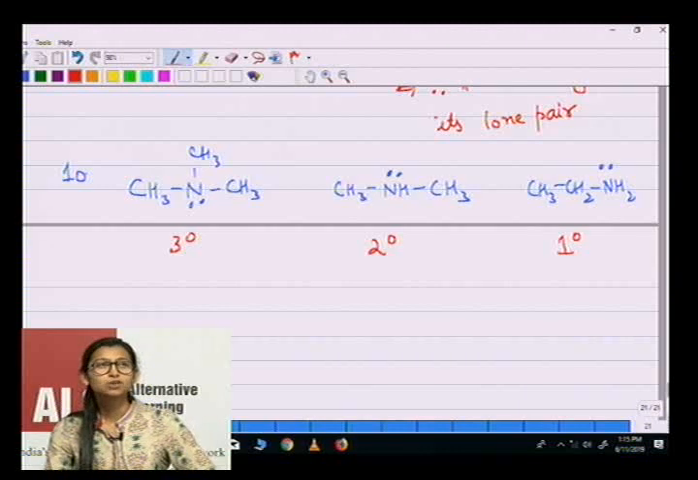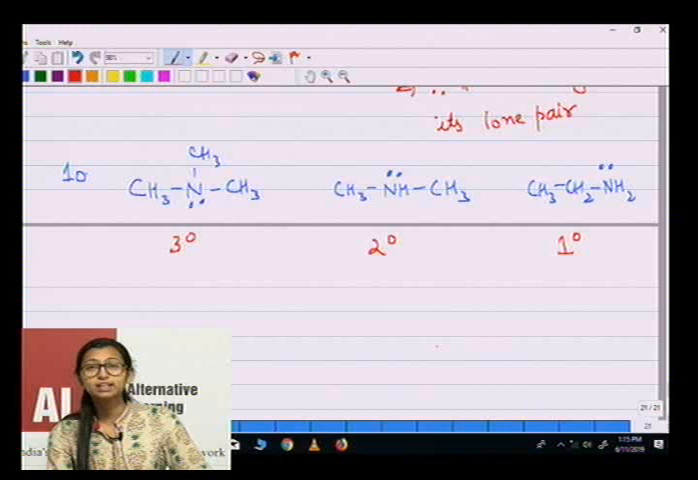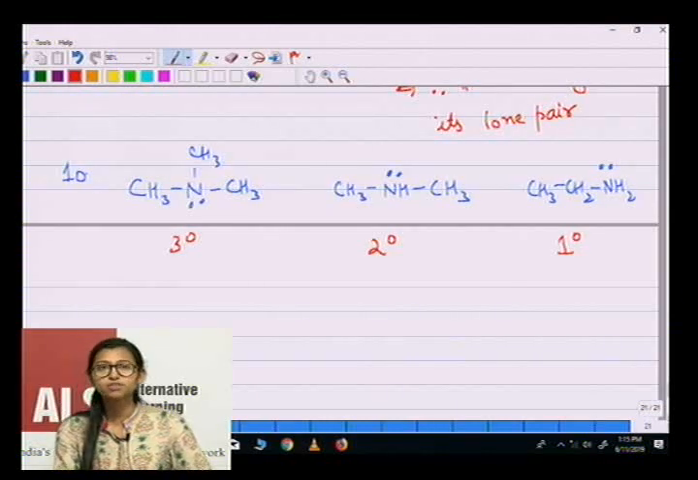Okay, so I hope you got it. The answer will be 3 degree, 2 degree, 1 degree. First of all, a very, very important thing. I don't know if you people have studied any kind of exception in these orders or not, but it is mentioned there in the NCERT also and it's very important.